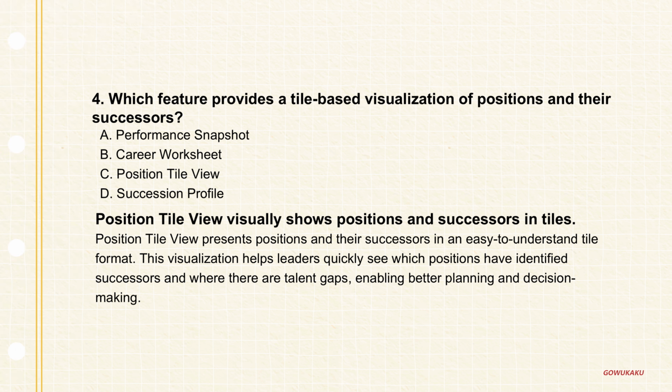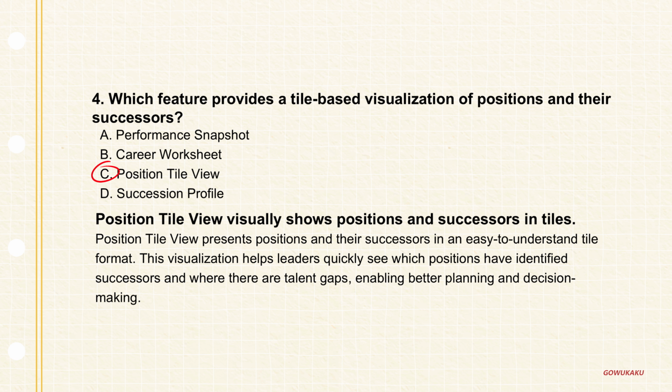Makes sense. And speaking of visuals, there's another one mentioned, the position tile view. Our sources explain this gives you a tile-based display that shows positions alongside their nominated successors. It's designed to make it super easy to see your succession coverage and, maybe more importantly, spot any gaps at a glance. Yeah, the beauty of this view is just how intuitive it makes complex organizational mapping. It really simplifies it visually.